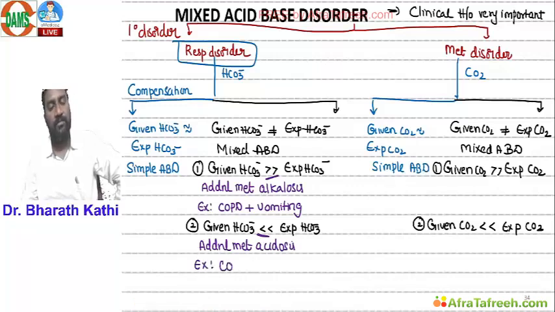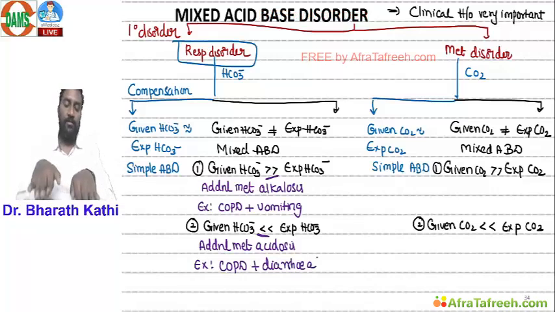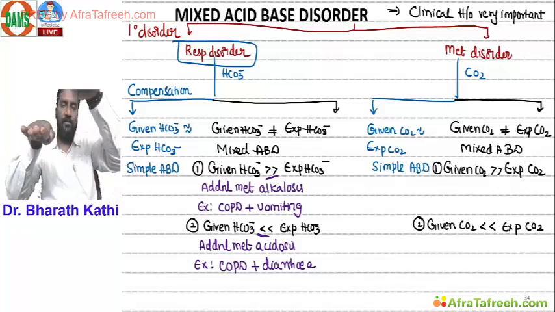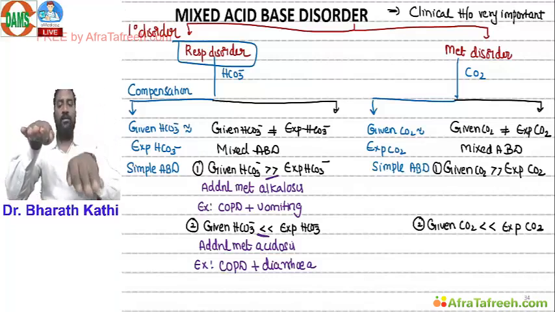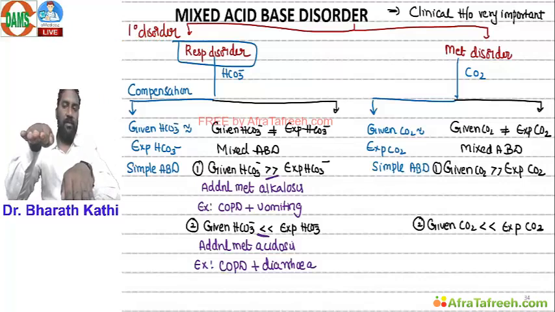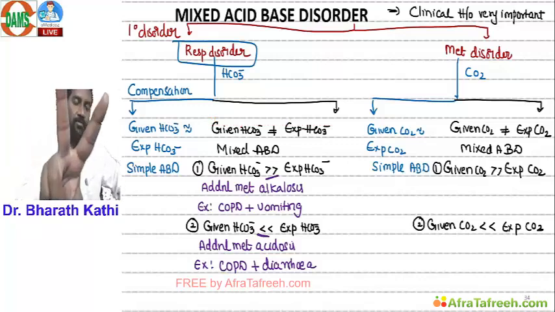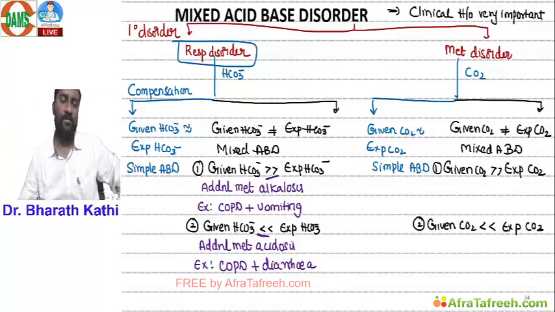Example, COPD with diarrhea. In very simple words, if CO2 increases to this level, bicarbonate should come to this level. If it is increasing beyond this, there is some extra bicarb in the body. Anywhere extra bicarb is additional metabolic alkalosis. If it has decreased abnormally, anywhere abnormal decrease in bicarbonate is called additional metabolic acidosis. Nothing but a mixed acid base disorder. Two independent disorders are coexisting.